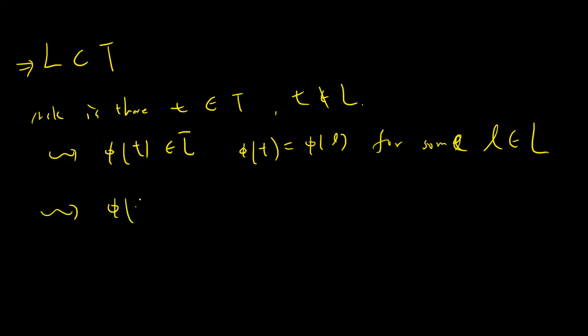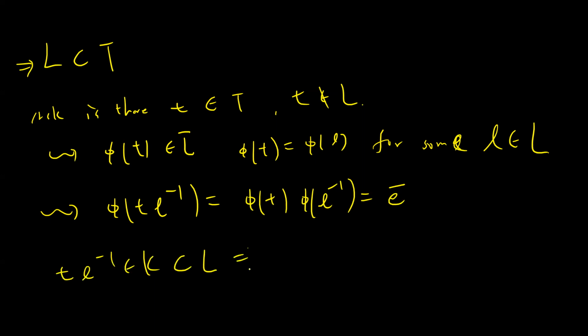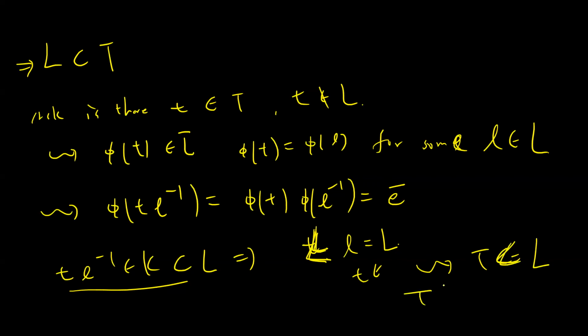Which tells you that phi of T L inverse will be phi of T times phi of L inverse, which will be the identity in G bar. So T L inverse belongs to K, which is in L. Because T L inverse belongs to K in L, by definition T will be in L, since L is in L and T L inverse is in L. So T is a subset of L, and T must be L.